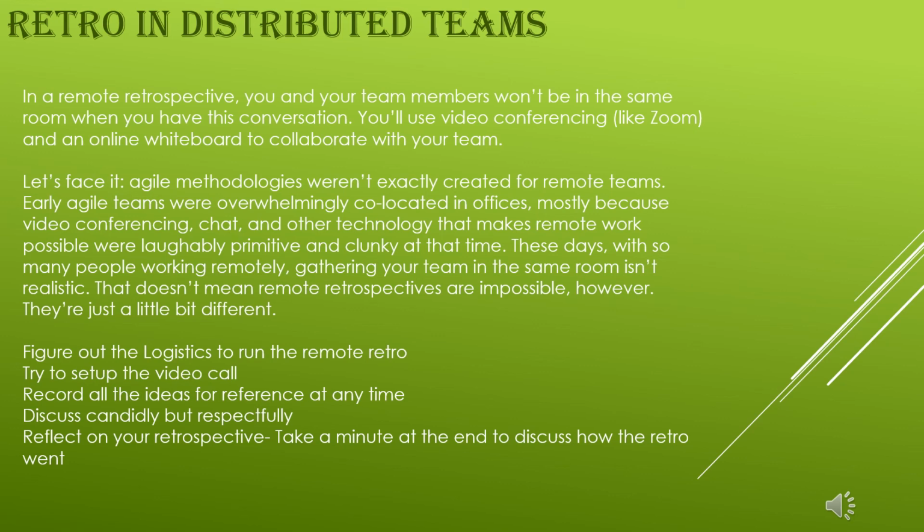Early agile teams were overwhelmingly co-located in offices, mostly because video conferencing, chat, and other technology that makes remote work possible were very primitive. But these days, with so many people working remotely, gathering the team in the same room is a nightmare or not at all realistic. That doesn't mean remote retrospectives are impossible. However, they're just a little bit different.